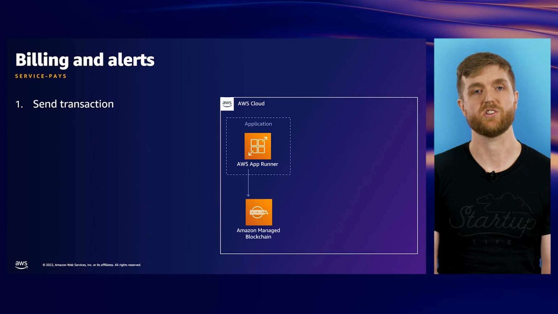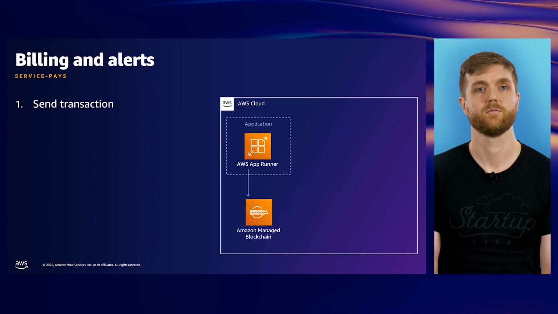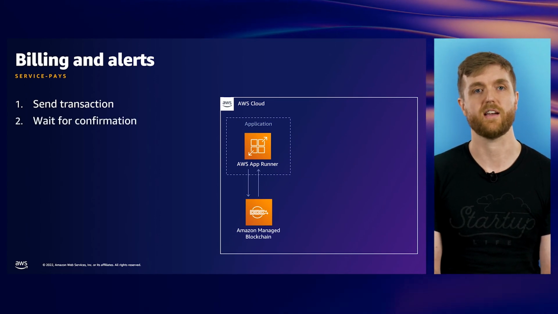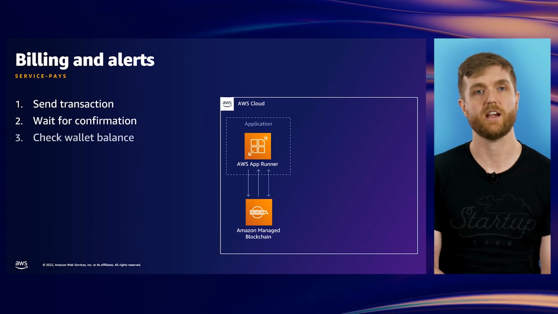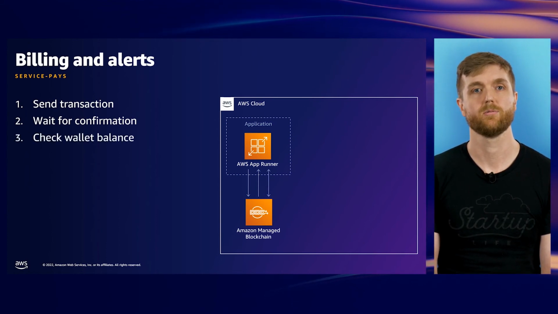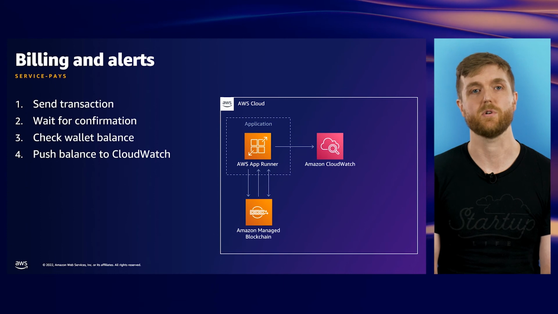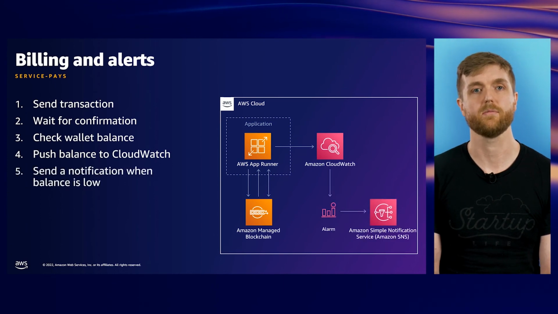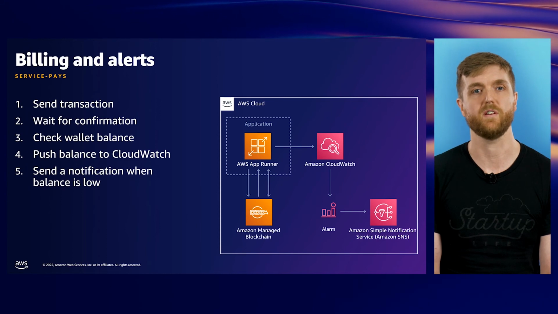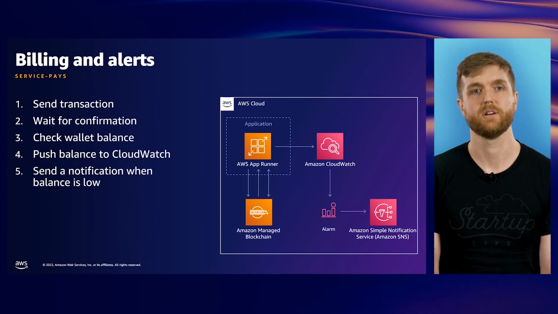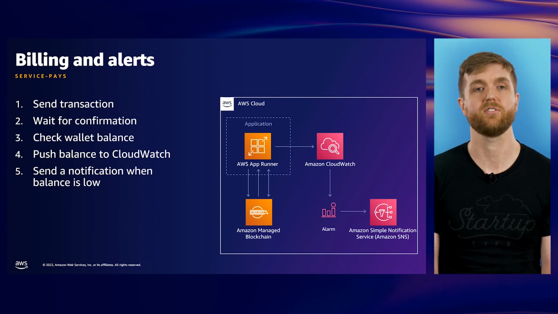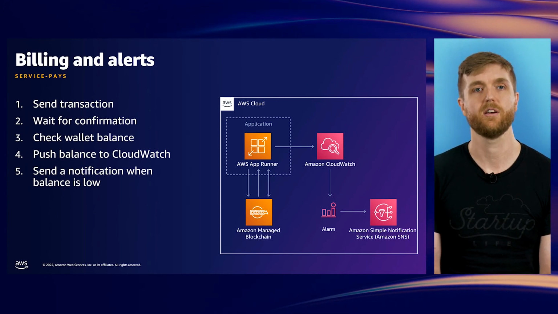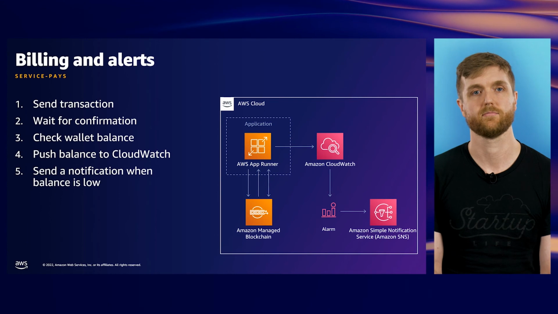First, we send a transaction to the network. We wait for the confirmation of that transaction. We can then check the wallet balance. We push this balance to CloudWatch. We can trigger an alarm when the balance is low and use Amazon's simple notification service to send a notification, an email, an SMS, or a Slack message to the relevant parties who can then act on this alarm.